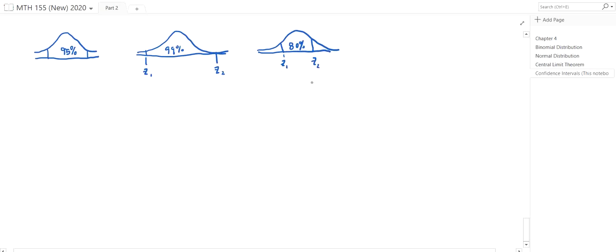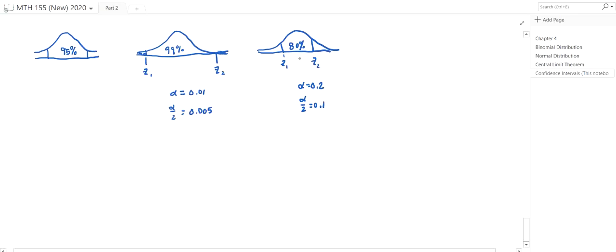So, in this situation, with 80, alpha equals 0.2. So alpha over 2 equals 0.1. In this situation, alpha equals 1%, or 0.01. That's what's left over after you take 1 minus 99. That's how much area is in these two tails, 1%. So the area in one of these tails, alpha over 2, which is really what we've got to use to figure out what z is, is 0.005.